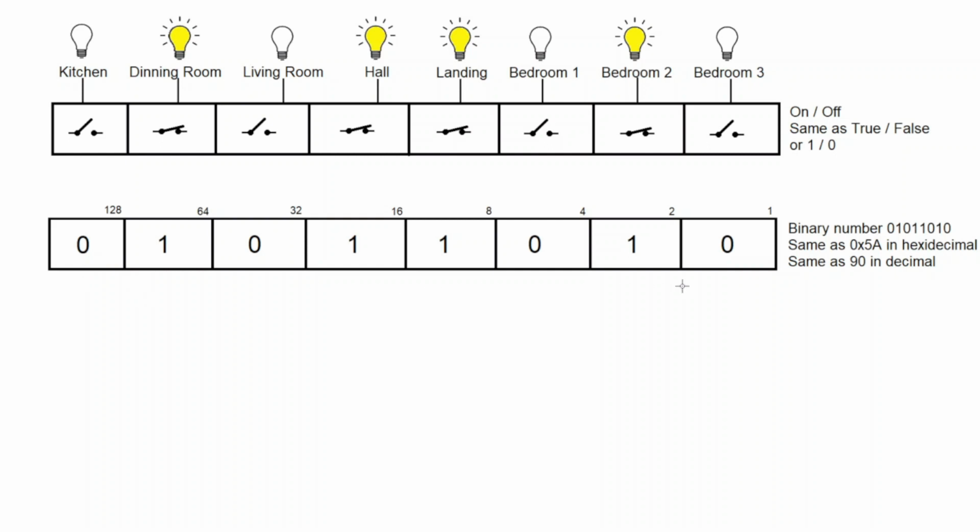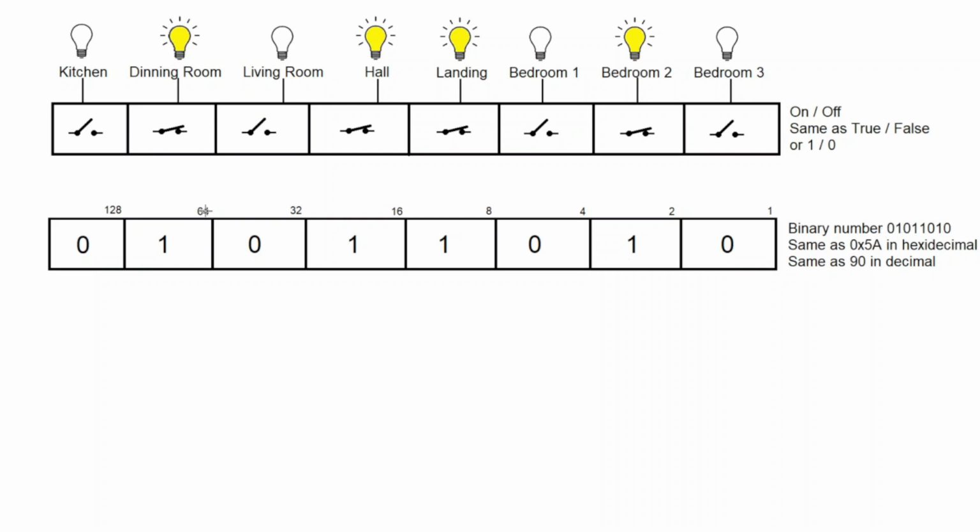Off, 0, on, 1, on, 1, off, 0, on, 1, off, 0. And this we can view as a binary number. So we have the binary number here, 0, 1, 0, 1, 1, 0, 1, 0. That's the number there. Each of the 1s in that binary number represent a light that's on, and each of the 0s represent a light that is off.